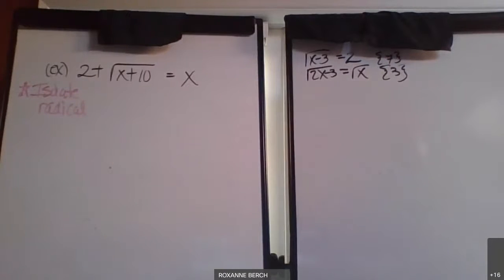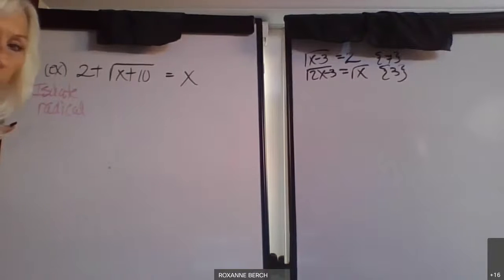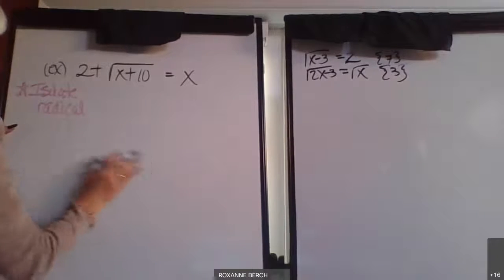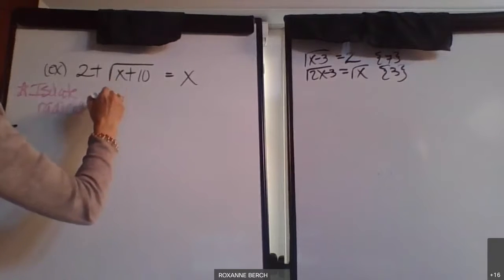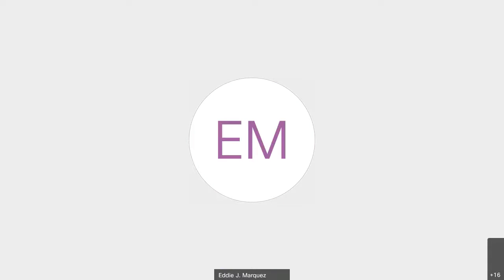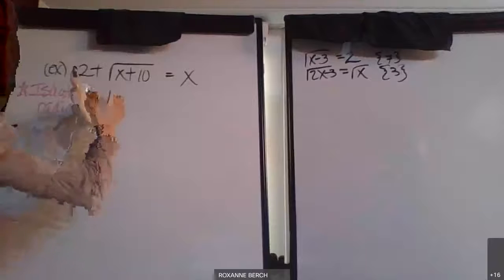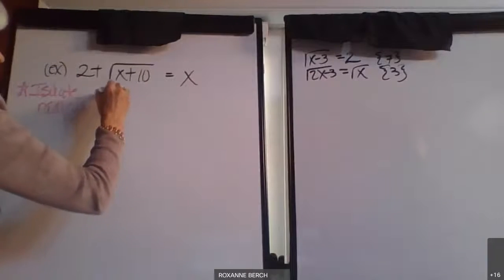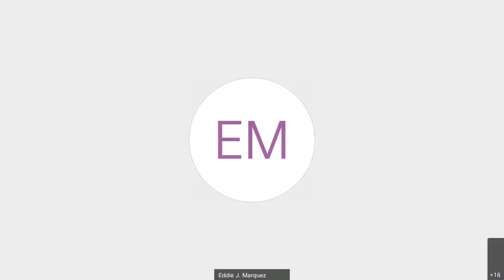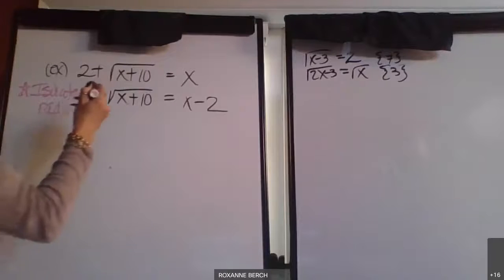So that means subtract 2 from both sides. What do you get when you subtract 2 from both sides? Just somebody read the statement to me. Square root of x plus 10 equals x minus 2. Okay, that's correct. All right, now we're going to square both sides.